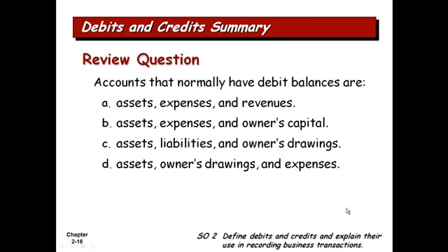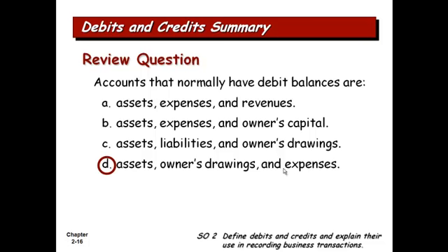Another review question. Accounts that normally have debit balances are: A, assets, expenses, and revenues. Well, assets have debit balances, expenses have debit balances, but revenues don't, so it's not going to be A. B, assets, expenses, and owner's capital. Assets and expenses have debit balances, owner's capital doesn't. So it's between C and D. C, assets, liabilities, and owner's drawings, or D, assets, owner's drawings, and expenses. Out of these accounts, which ones have a normal debit balance? The answer is going to be D.